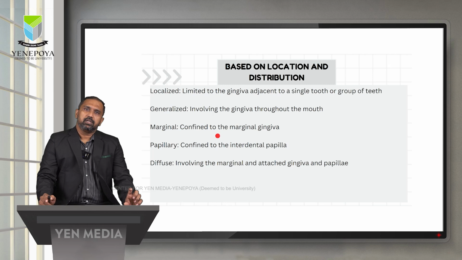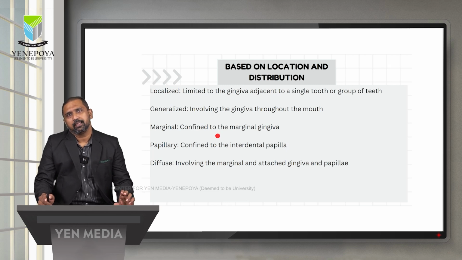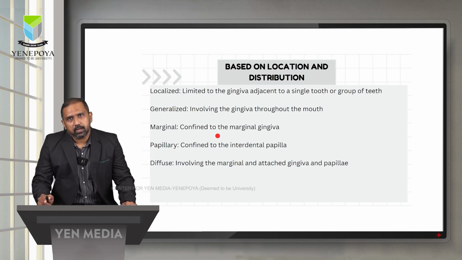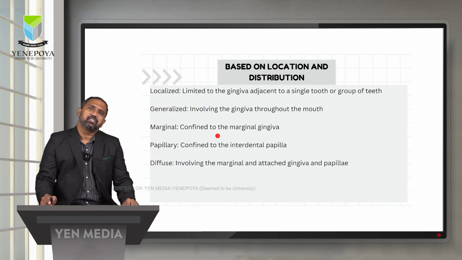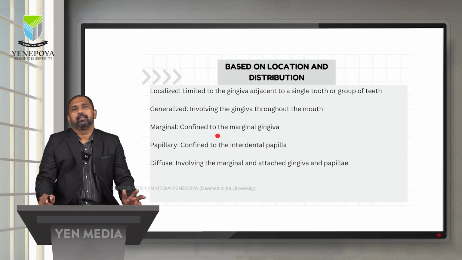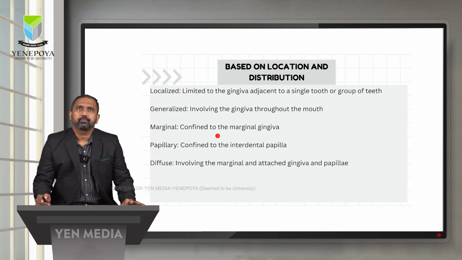A marginal enlargement is when the enlargement is confined only to the marginal tissues, as I said earlier, that is the junction between the tooth and the gingival tissues where it begins, called the marginal gingiva. A papillary enlargement is an enlargement which starts in between the teeth, the interdental papilla. And a diffused enlargement is when the enlargement involves all three components of the gingival tissues: the marginal, the interdental papilla, as well as the attached gingival tissues.